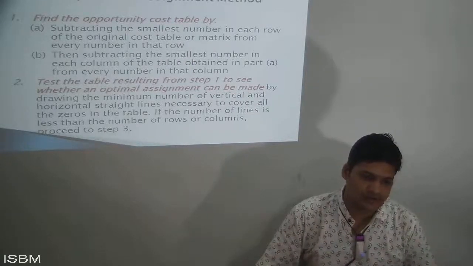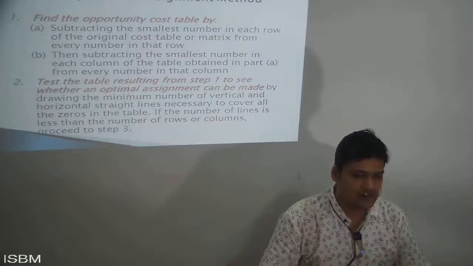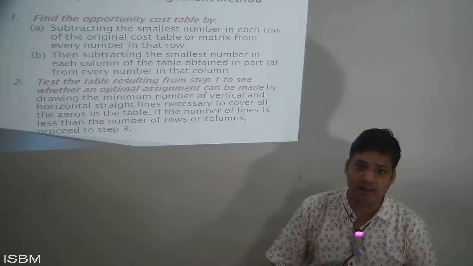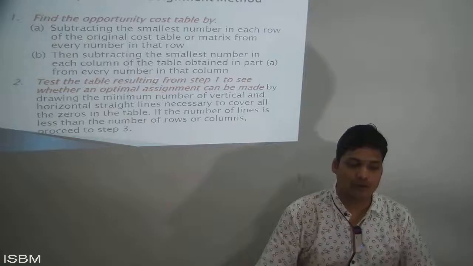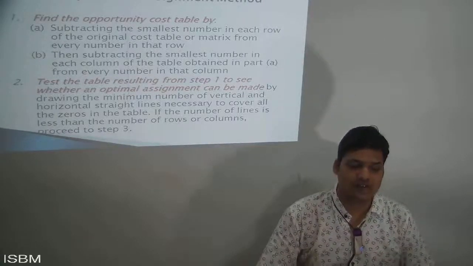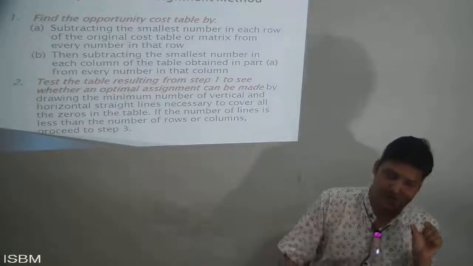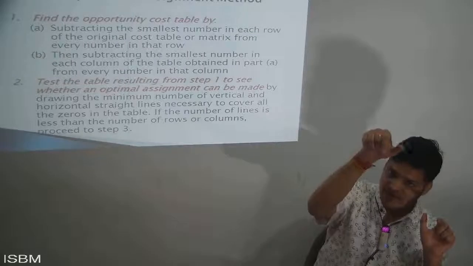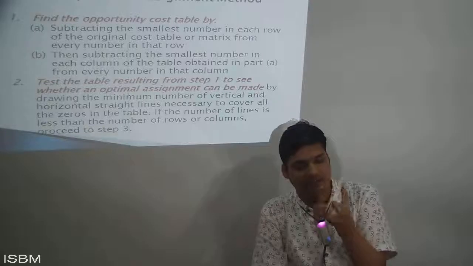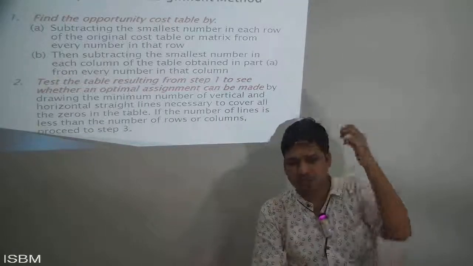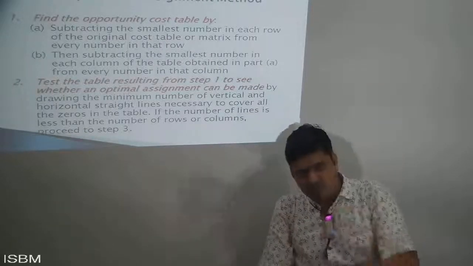Then the second step: test the table resulting from step 1 to see whether an optimal assignment can be made or not. We check this by drawing the minimum number of vertical and horizontal straight lines necessary to cover all the zeros in the table. We make one horizontal line and one vertical line, and see how many zeros there are. When a number is subtracted from itself, it becomes 0. So we have to cut the maximum number of zeros.